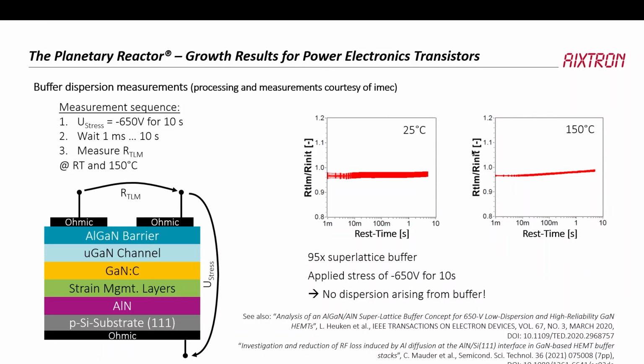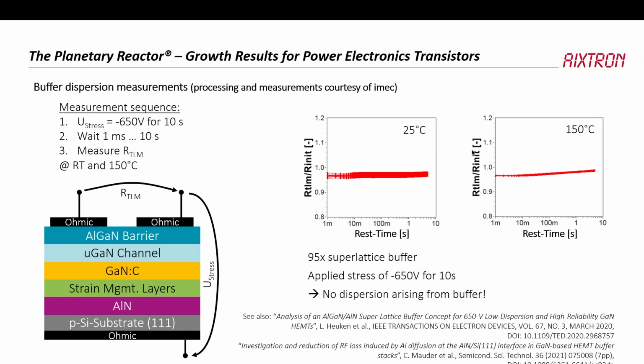And what we can see here is this. Essentially this is a function of rest time, goes up to maybe 10 seconds or so. And this is the resistance between those two contacts after this rest time, for 25 room temperature, if you will, and 150 degrees. So what we can see is this is the 95 superlattice buffer and this carbon doped interlayer. And what we see here is that there's actually no dispersion.